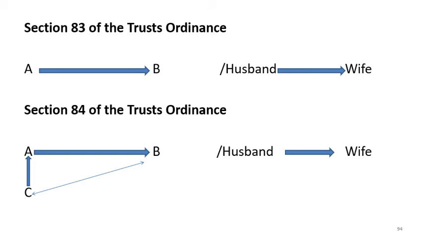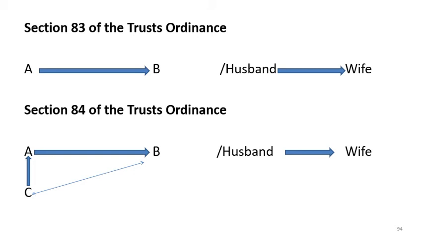It is for the benefit of the wife. That's why it is known as the presumption of advancement. That means the property transferred to the wife by the husband is for the advancement of the wife. The same concept we can extend to section 84 of the Trust Ordinance.